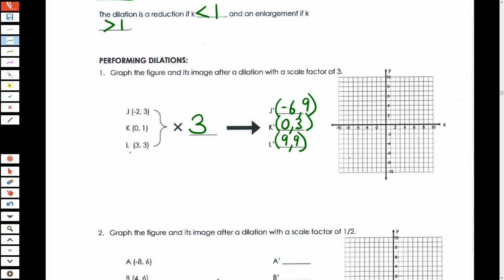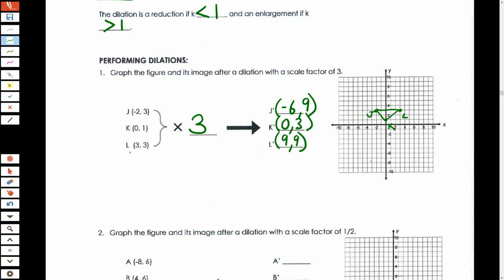So let's just see what it looks like when we plot these points. So our first point, J, is -2, +3. So we're going to go -2, +3. There's our first point, and that is J. Our second point is 0, 1, right here, and that is K. And our last point is 3, 3, 1, 2, 3. All right, so our shape, whoops, forgot to label it, is a little triangle.